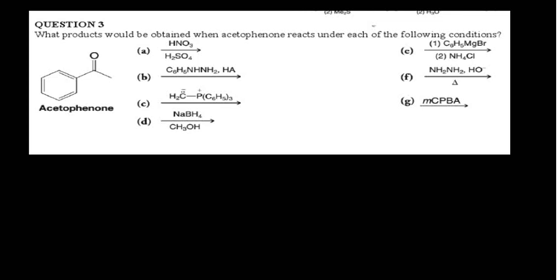Hello guys, we want to proceed to question 3 and see how we can get the products from the following chemical reactions. Question 3 is asking what products will be obtained when acetophenone reacts under each of the following conditions. The conditions have been put there. We have the reagents.